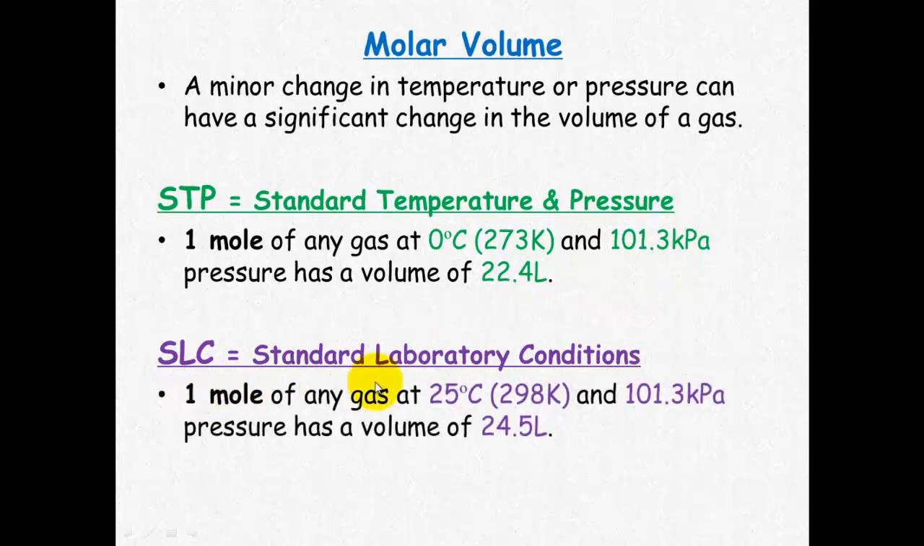At SLC, which is 25 degrees Celsius, and again the same pressure, 101.3 kilopascals, the volume of gas will increase to 24.5 litres. So you can see the difference between STP and SLC is that STP is 0 degrees Celsius, SLC is 25 degrees Celsius. And as temperature increases, volume also increases. Knowing these two standards here, we can use these to work out the number of mole of gas if we know what volume it is, and I'll show you how.